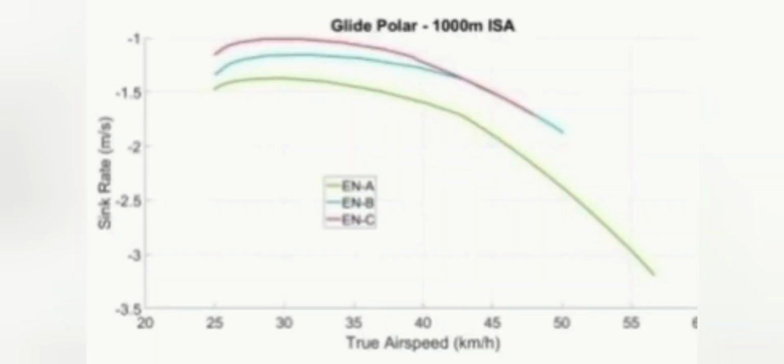So let's get into it, and let's make this comparison. It's going to be surprising. All right, so we're going to take the green line out of this graphic, which is the EN-A gliders. You can see that the curve goes all the way down to 55 kilometers per hour. That's the maximum speed that we're going to take as a reference, and at that speed we have minus 3 meters per second of sink rate. The other point of reference is 40 kilometers per hour, which is just a little bit, 1 or 2 kilometers per hour, above trim speed.